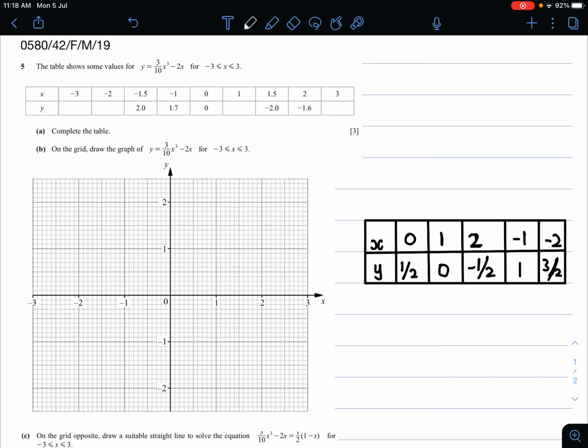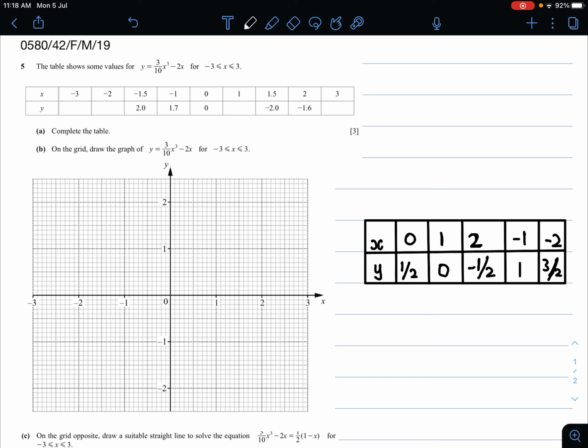The table shows the sum values for y equal to the following equation, for minus 3 is less than or equal to x is less than or equal to 3. So for solving this, all you need to do is substitute the values of x into the equation.